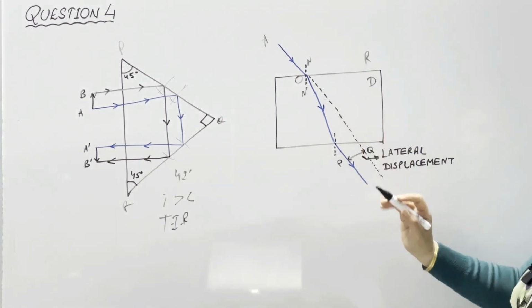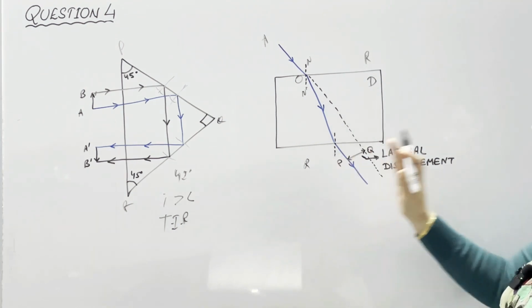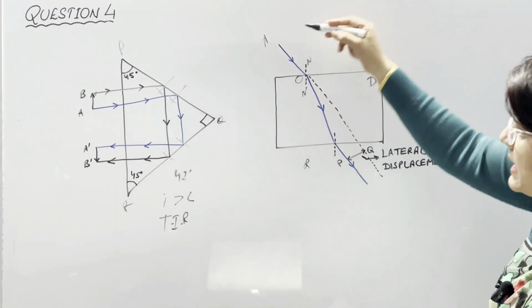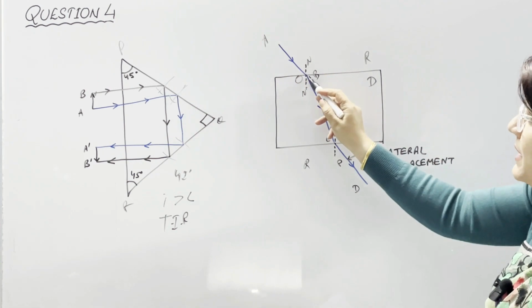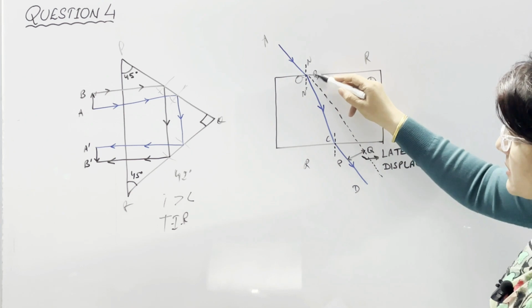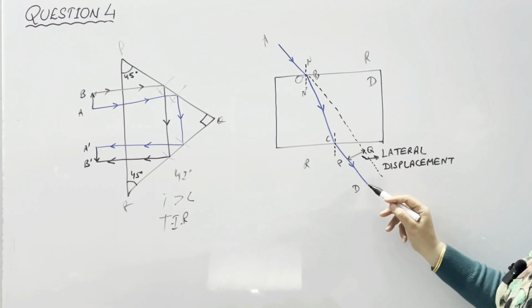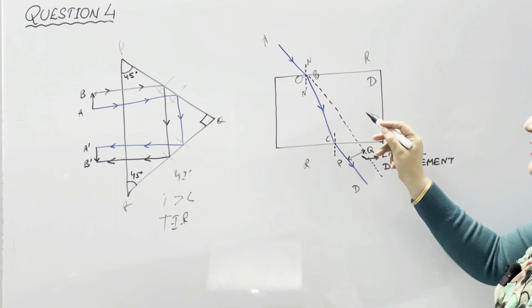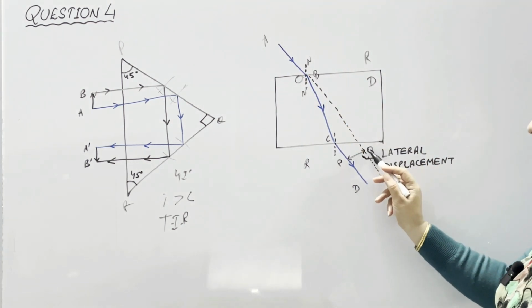When it is coming out from the slab, it is again going from denser to rarer medium. Now, in the rarer medium, it will bend away from the normal and it will follow the path like this. You can name the rays as A, B, C, D. So, AO is the incident ray, OC is our refracted ray and CD is our emergent ray. And here, if this slab is not in its place, then this ray will go like this undeviated, and this distance PQ is lateral displacement.